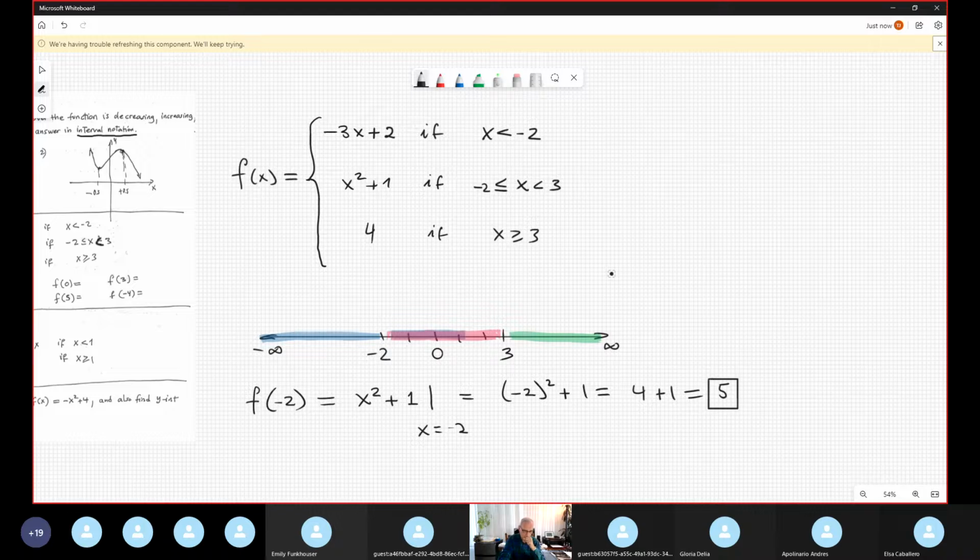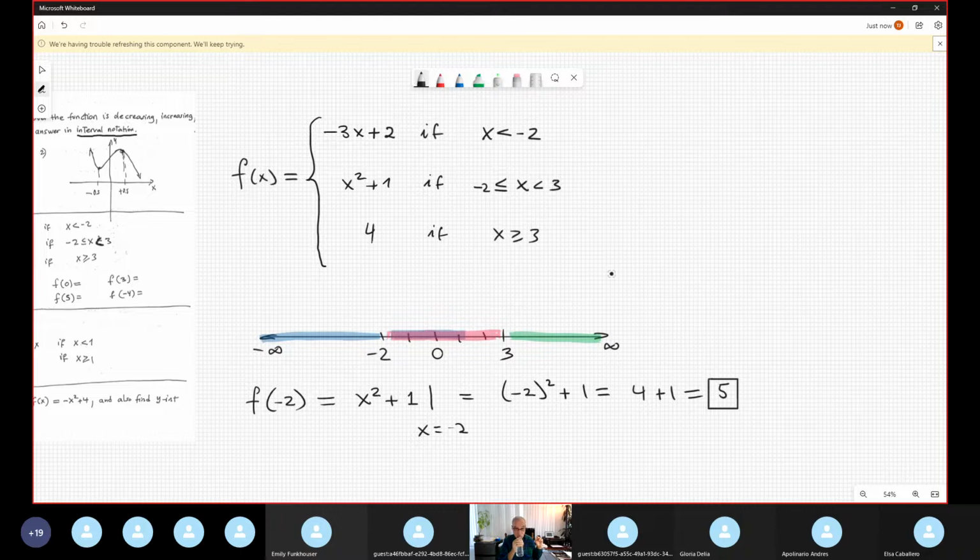Important. In the piecewise function, we have a process of selection. How you select: you try to find where negative 2 lies. Does negative 2 lie in the blue interval, in the red interval, or in the green interval? Oh no, it lies in the red one, because it's equal, right?